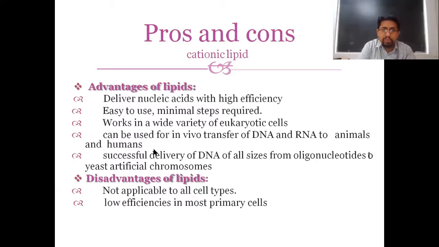Disadvantages: this is not applicable to all cells. Why not all cells? Because only animal cells can be used. For plant cells, you need to create protoplasts and after that use liposomes. Otherwise, it's not very stable. Efficiency will sometimes be low in primary cell lines, which is one of the disadvantages.